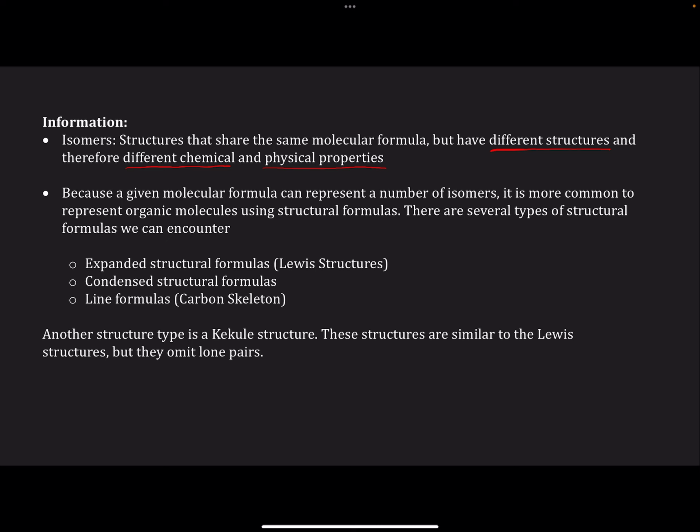Now, in your textbook, you're also going to encounter a structure type called a Kekulé structure. These are very similar to your Lewis structure, so they're that expanded structure. The only difference is they're going to omit lone pairs. So we're going to commonly see lone pairs on our oxygens or nitrogens. Those are going to be omitted if it's a Kekulé structure.